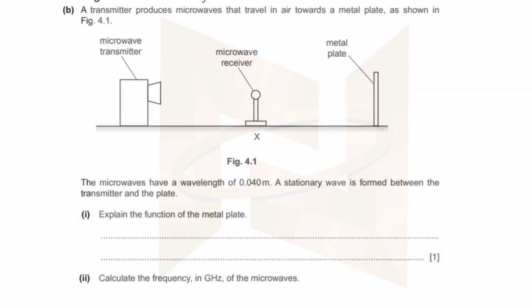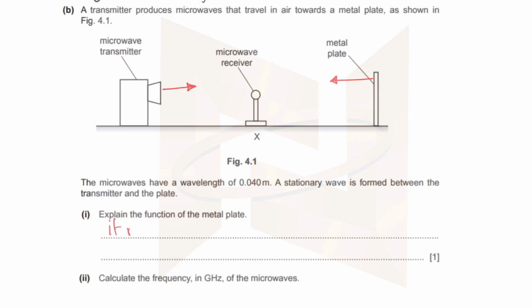Now you have a microwave transmitter. The microwave transmitter is going to emit a signal in this direction, which is going to reflect at the surface of the metal plate. You will have two waves traveling in opposite directions, which will meet or overlap, and a stationary wave will be produced between these 2 points. So what is the function of the metal plate?